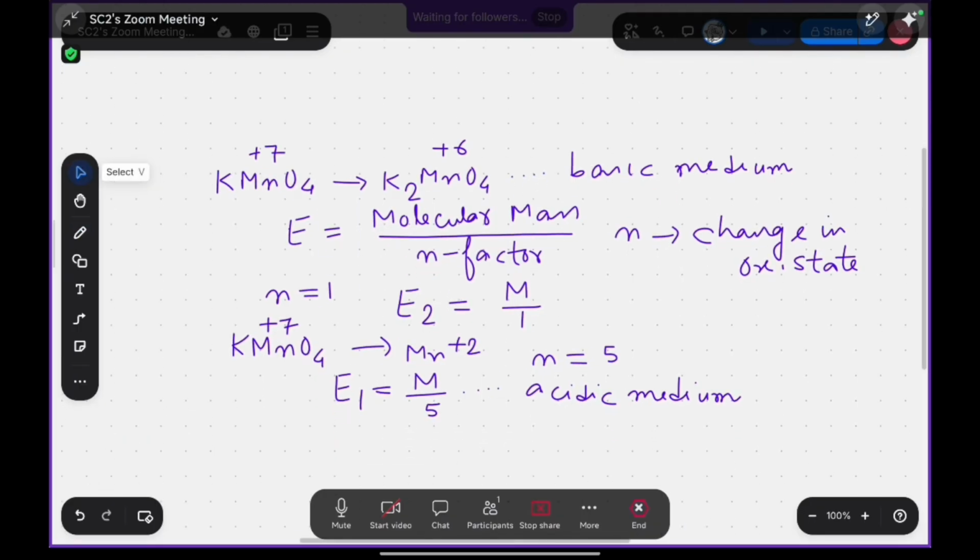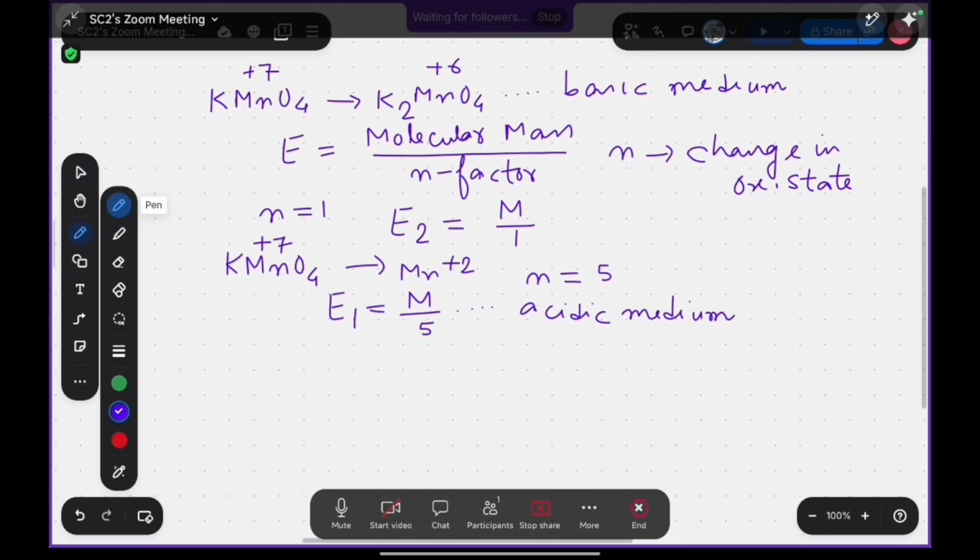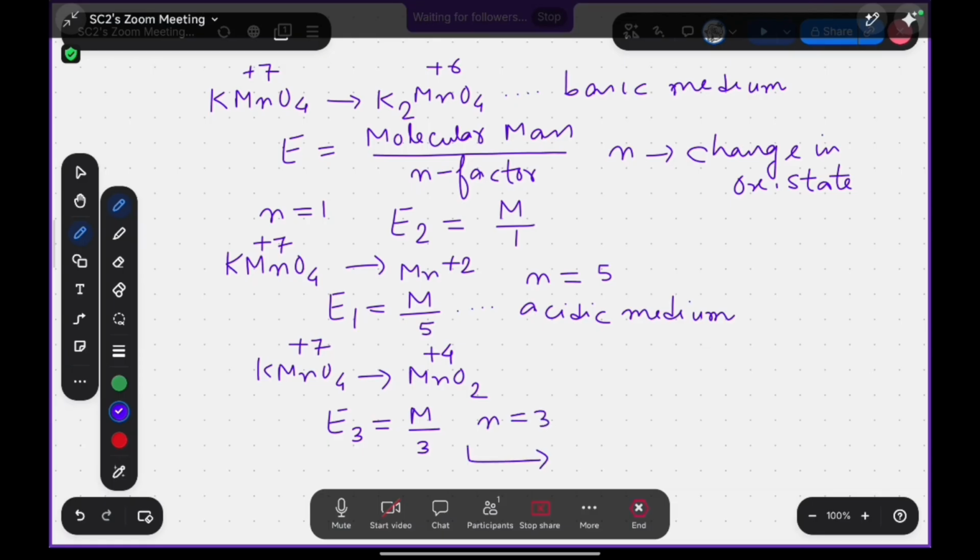Now, the next one is in the neutral medium. In neutral medium, KMnO4 changes to MnO2. That means plus 7 changes to plus 4. In manganese dioxide, manganese is in plus 4 oxidation state. That means E3 becomes something like M by 7 minus 4, 3. So N is equal to 3 here. This is the change that occurs in the neutral medium.